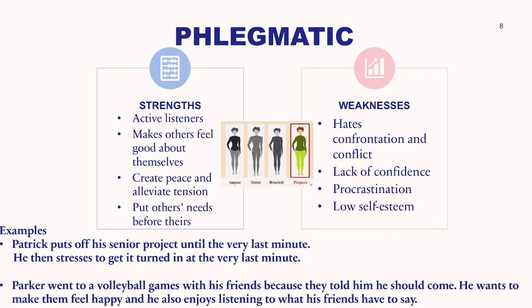Another example is Parker went to a volleyball game with his friends because they told him that he should come. He wants to make them feel happy, and he also enjoys listening to what his friends have to say. So this shows more strength of this personality type. So he went, and he really just wants to make sure his friends know that he's there and that they feel loved and that he enjoys their presence. Maybe he wouldn't have gone if his friends didn't invite him, but because he wants to make his friends feel good about themselves and put others' needs before his own, he went and just enjoyed listening to what his friends had to say.